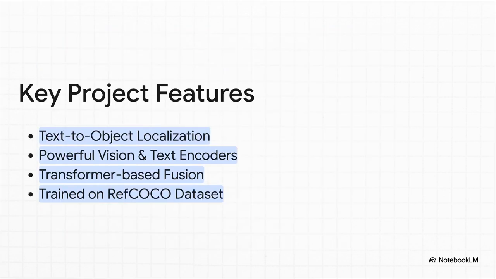So what's the game plan for this particular project? Well, it's pretty clever. Instead of trying to build an AI from scratch, it takes two existing heavy hitters, a top-notch vision model and a killer text model, and then mashes them together using something called a transformer. Then, it trains this new combination on a very specific dataset that's just perfect for this kind of text-to-object task.